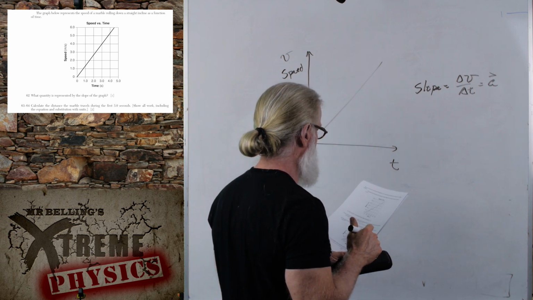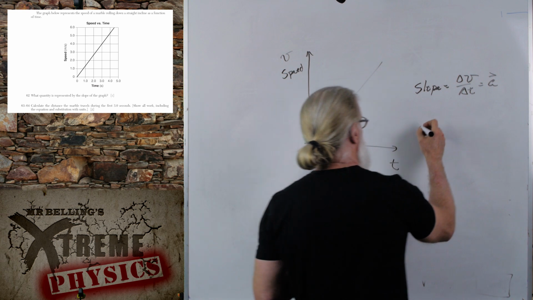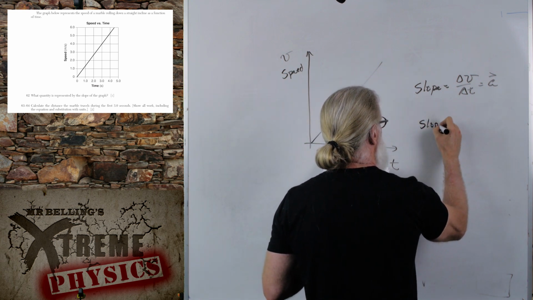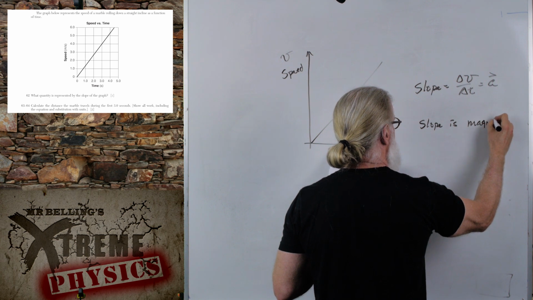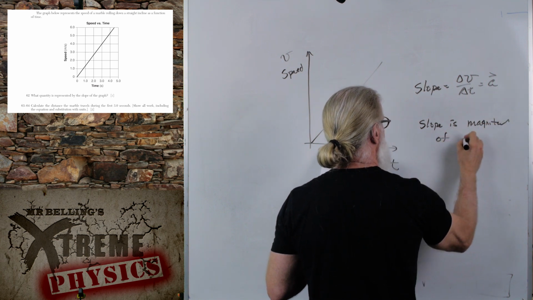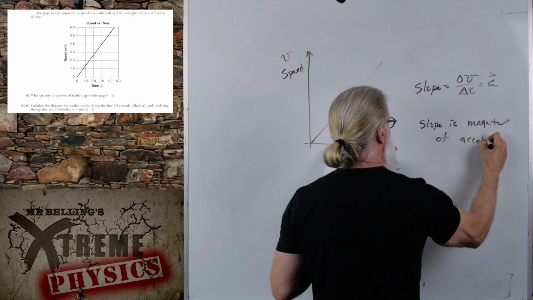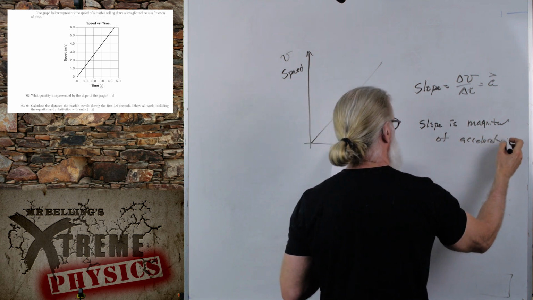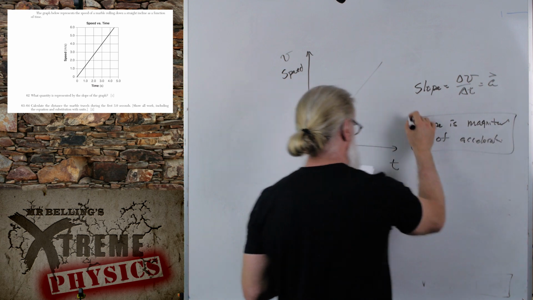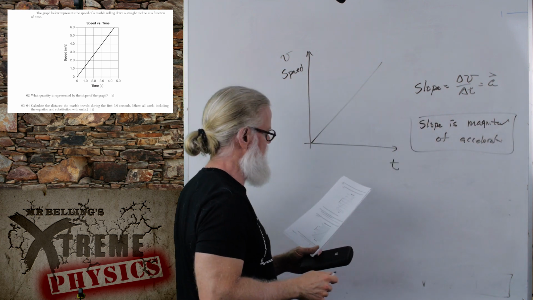Quantity represented by the slope is magnitude of acceleration. We can't tell the direction of the acceleration because with speed we don't know anything about direction. Slope is magnitude of the acceleration. That is the answer, I guess, for 62.